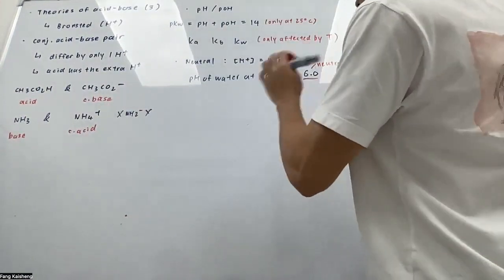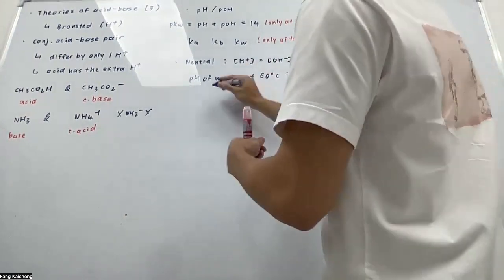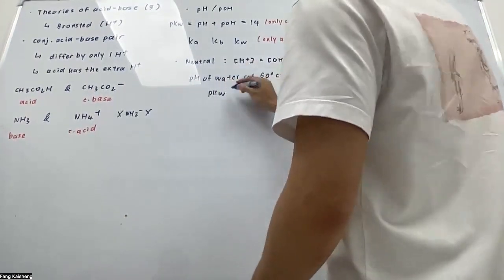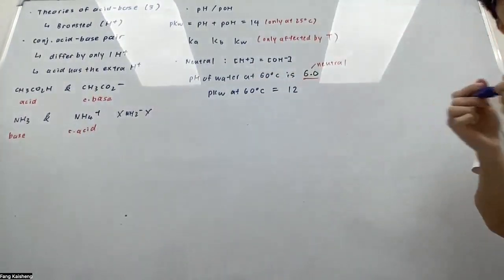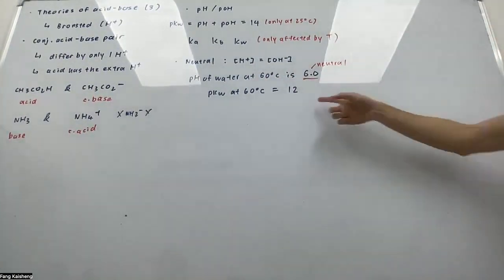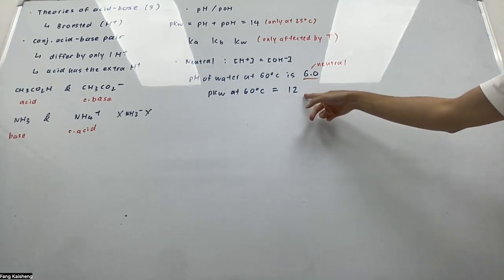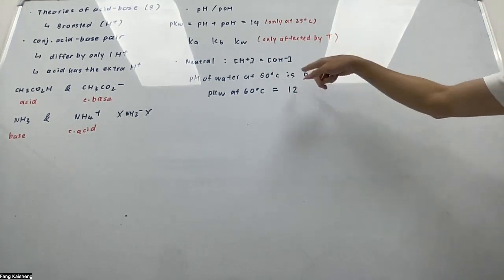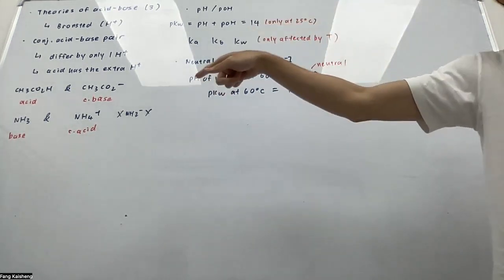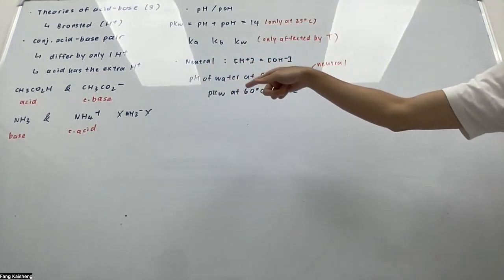And just a small little thing here, guys. Can you tell me what the pKw is at 60 degrees Celsius? Can you see why it's 12? Why do you times 2? Because pH is 6, pOH is also 6, so you just times 2. Can you see that? Okay, good.